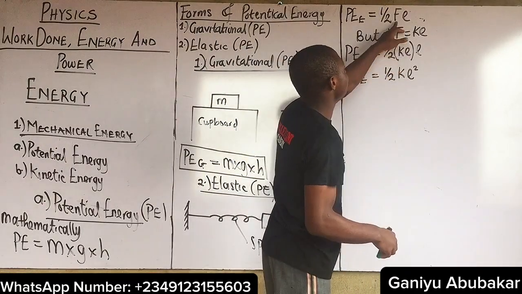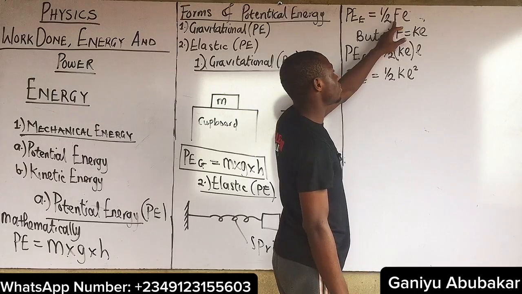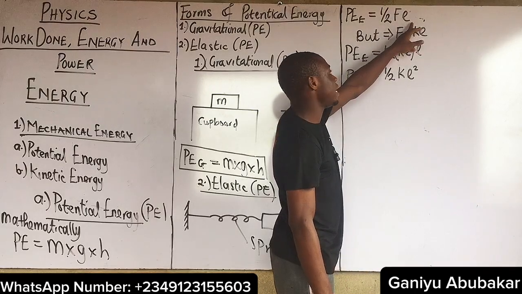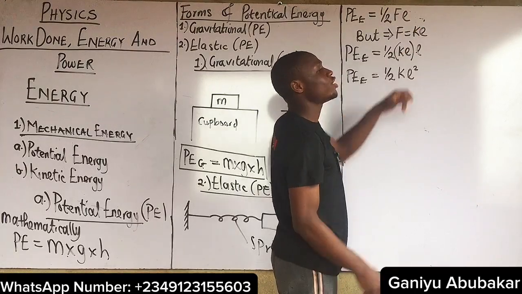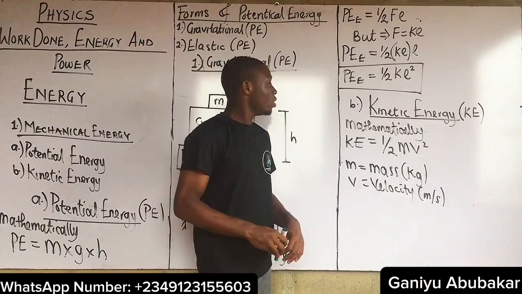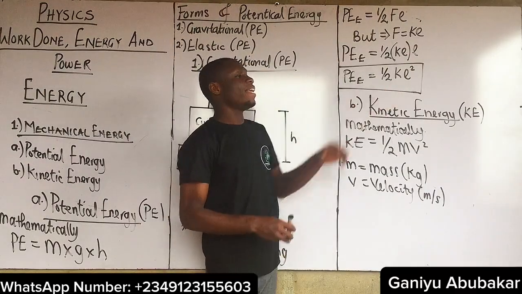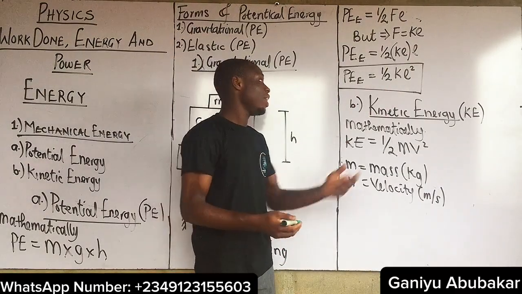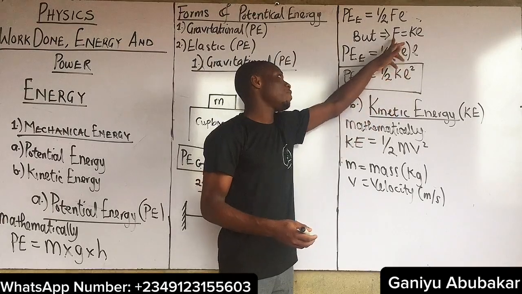So this is force, right? This is force. This is extension, right? Extension E. K is called stiffness. So K is the stiffness of the spring, E is extension, while F is force.